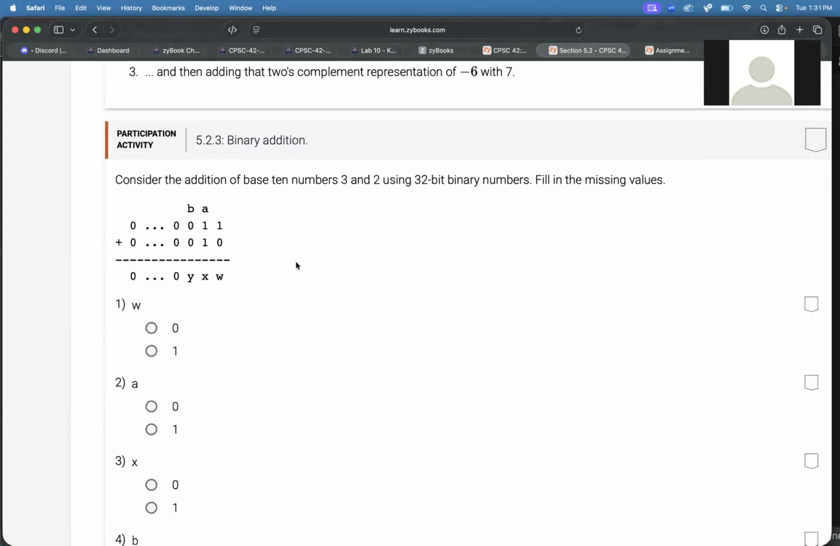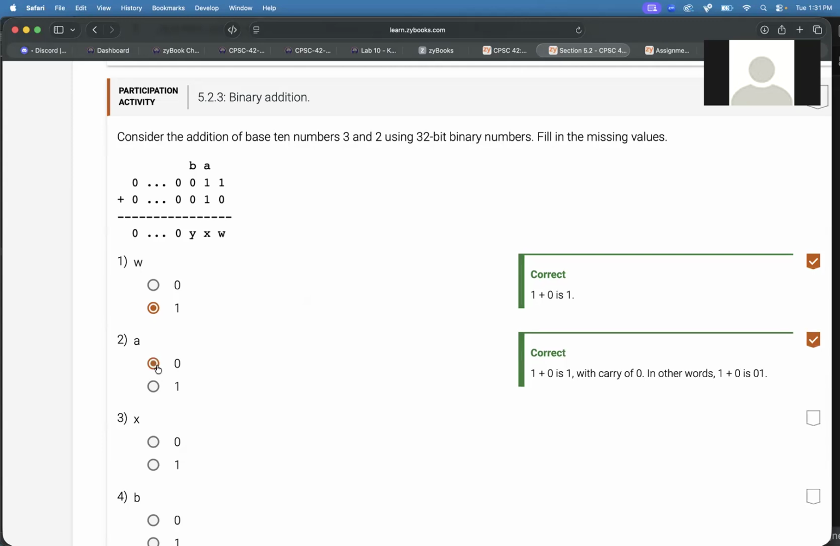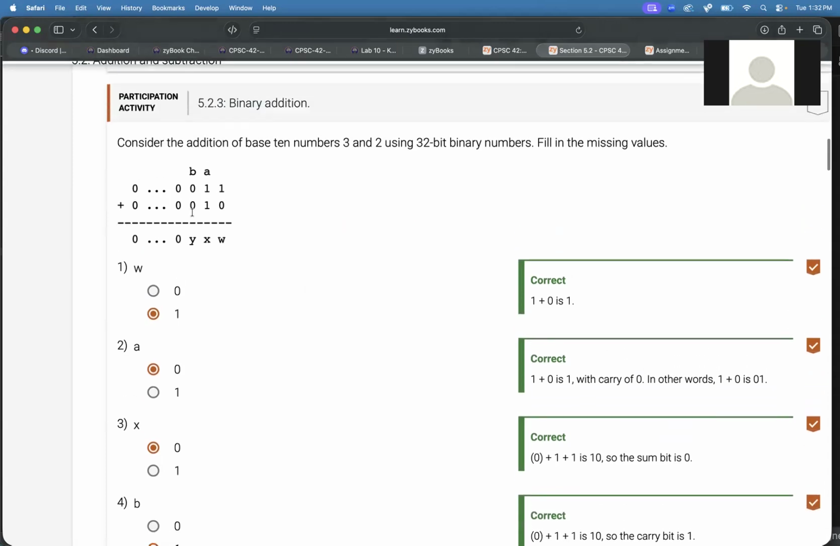They're just participation activities. So if you do 1 plus 0, that is 1, so W is 1. Then the carry bit, we didn't have to carry anything, so up here where you would carry, you can just put a 0. Then 0 and 1 is 1, so you put a 0 where the x is, and you carry a 1 to where the b is. 1 plus 0 is 1, so y would be 1.